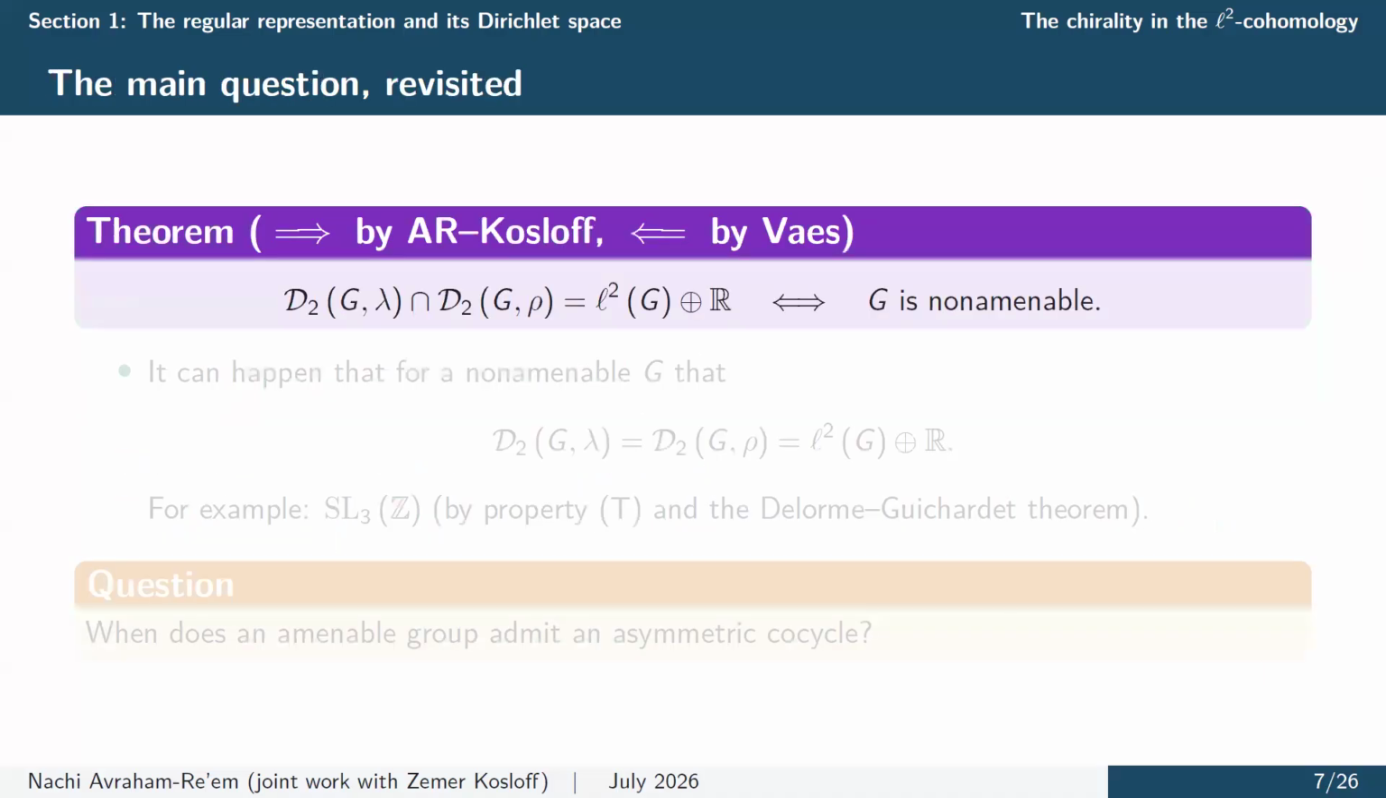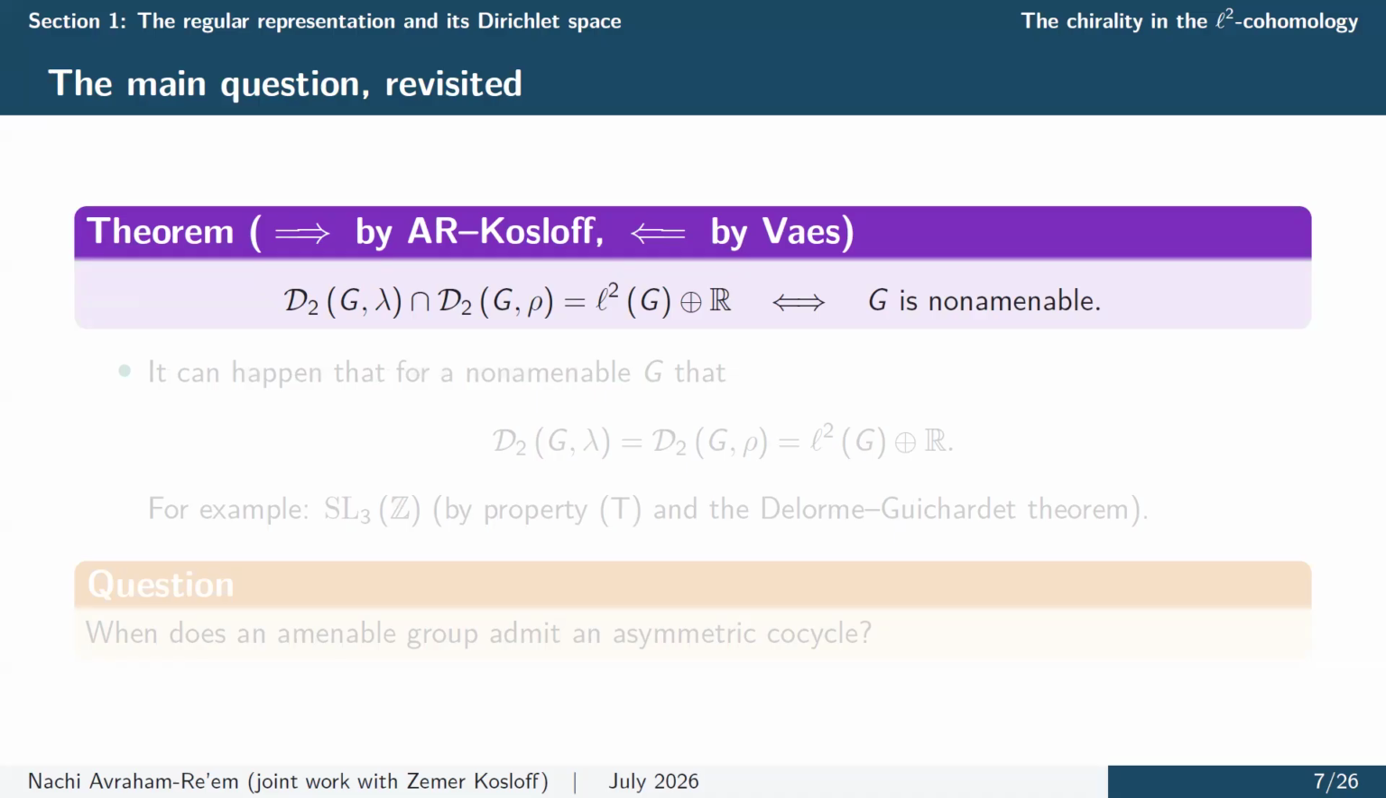And here is the first theorem I want to present without talking about the proof. We have a kind of striking phenomenon in non-amenable groups with regard to the previous question. So we ask when does a group admit an asymmetric cocycle?